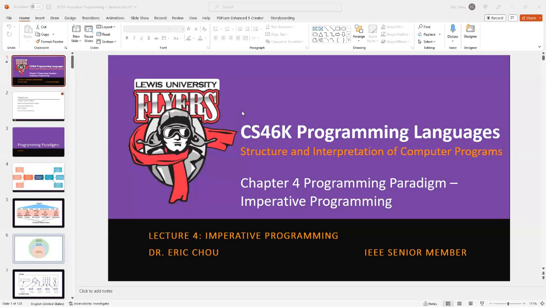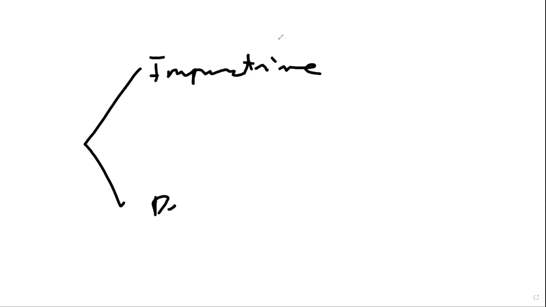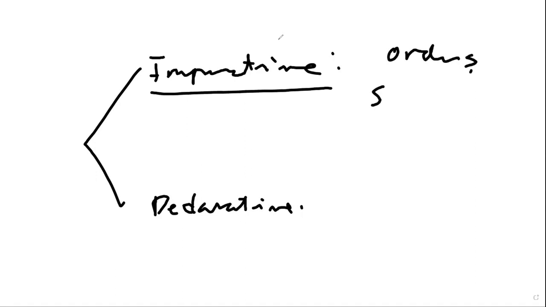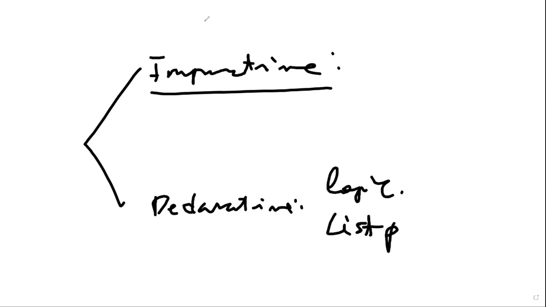So in early programming style paradigms, they are primarily imperative programming. Another one is called declarative. Imperative means orders. So it's instructions: step 1 followed by step 2, followed by step 3, followed by step 4. That we call imperative programming. The other one is declarative programming. That is usually logic programming, list processing like Lisp, or anything that depends on schema, or data flow driven programming.